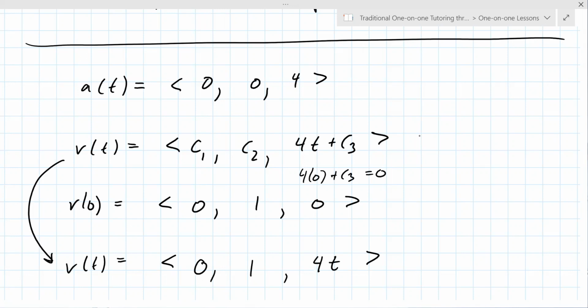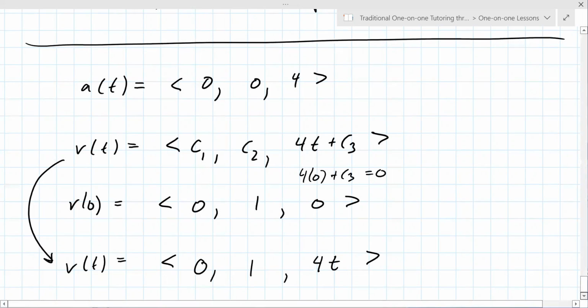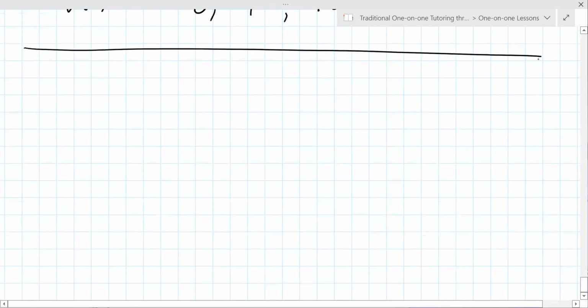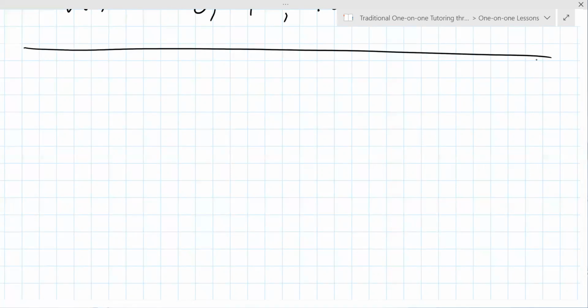But in this one, I'm sure this one's simple too, but like I said, I haven't seen it. I don't know how to solve a problem like this. It's a simple physics problem. I just don't know how to solve it with r of t.